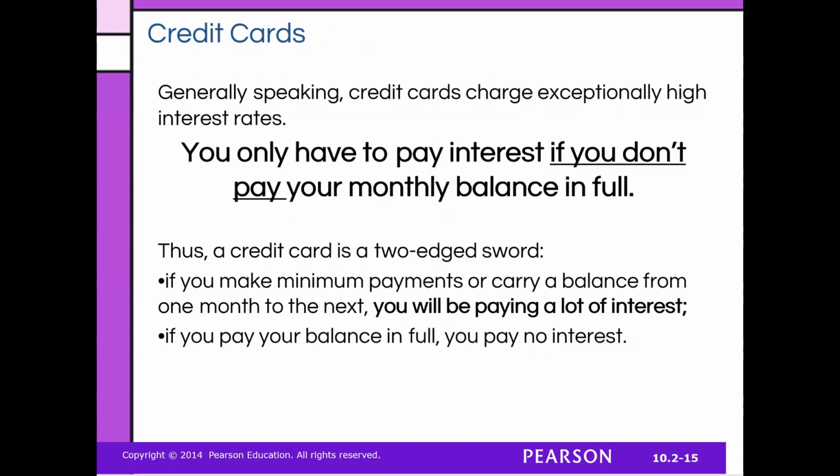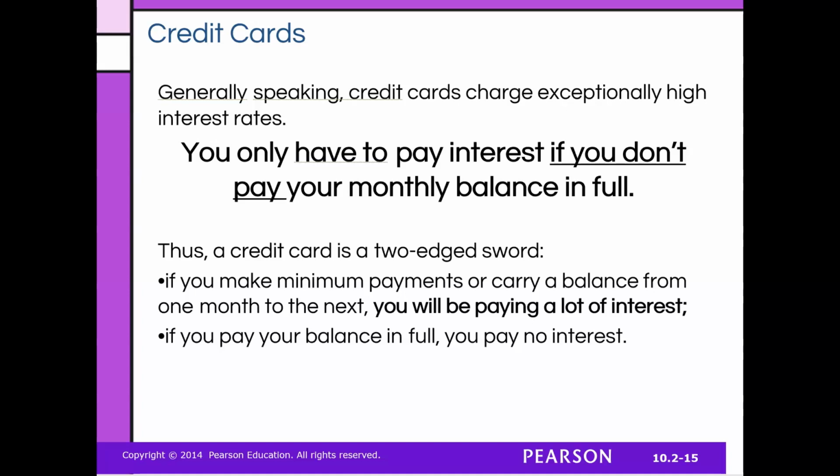Okay, let's talk about credit cards. Generally speaking, credit cards do have very high interest rates, but this is a really important key point. You only have to pay interest if you don't pay the monthly balance in full. So a credit card is really a two-edged sword. If you make a minimum payment or carry a balance from one month to the next, you will pay a lot of money. But if you pay your balance in full, you will never pay interest.